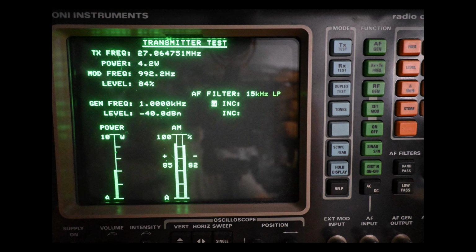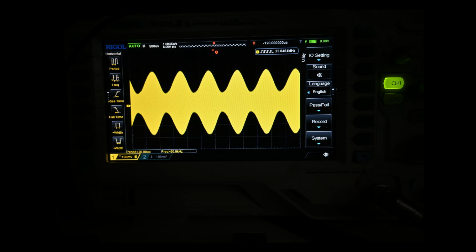Now we have applied audio from the 1 kHz output of my SynAdder through a small speaker placed next to the microphone. This is modulating our signal through the Mayday 1's internal microphone. We have an RF signal of 4.2 watts at 84% AM. The signal, when viewed through the oscilloscope, appears to be undermodulated, however.